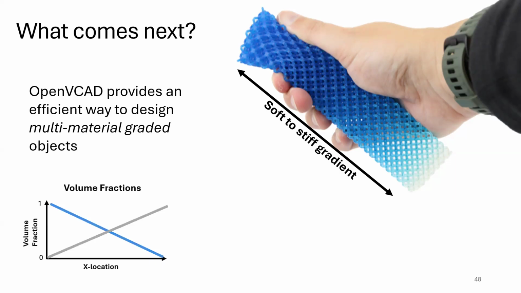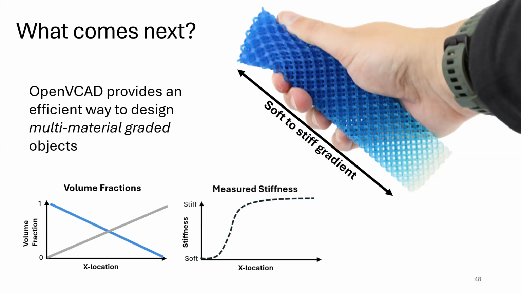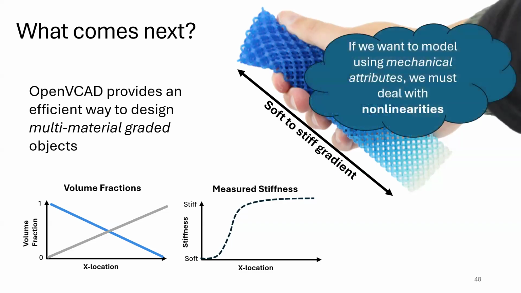Well, if I represent this object as volume fractions, I might have 100% blue or soft on one side and 100% hard, or that kind of white-gray material on the other side. And we might have a nice linear gradient between the two of them. But if I go actually sample the mechanical properties of this design, we might find the stiffness does not correlate to that at all. It's going to have a nonlinear response just by the virtue of how these materials will combine together in the printing process. So if we want to be able to model using mechanical attributes instead of just volume fractions, we're going to have to deal with these nonlinearities.